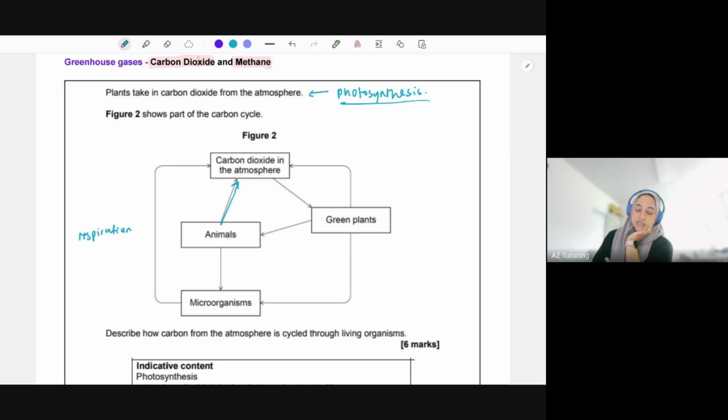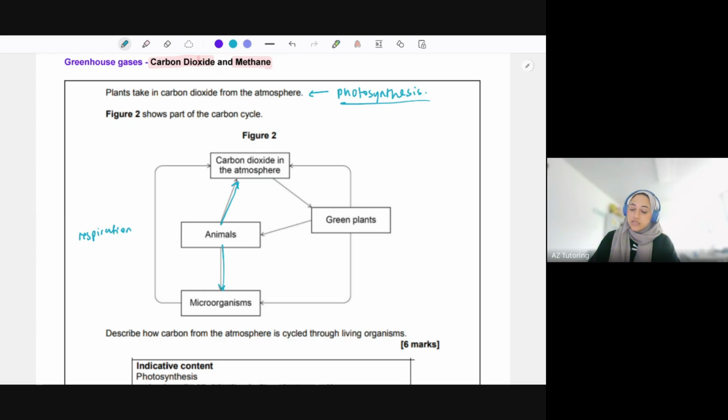There's nothing wrong with annotating your paper as well, just for you to understand it. So I can see from animals, they contribute carbon dioxide to the atmosphere because we're doing respiration, and respiration produces carbon dioxide. What else can we see here? Carbon dioxide from the atmosphere to the green plants, that's photosynthesis, as we discussed. Green plants to animals, well, we eat the green plants, and the carbon that's in the green plants, we're then taking that in. So that's how it goes to animals.